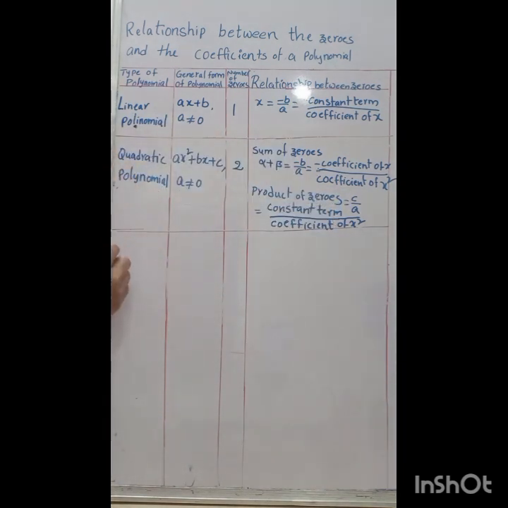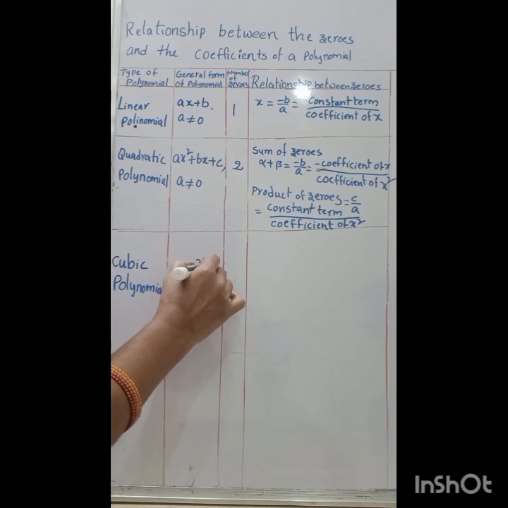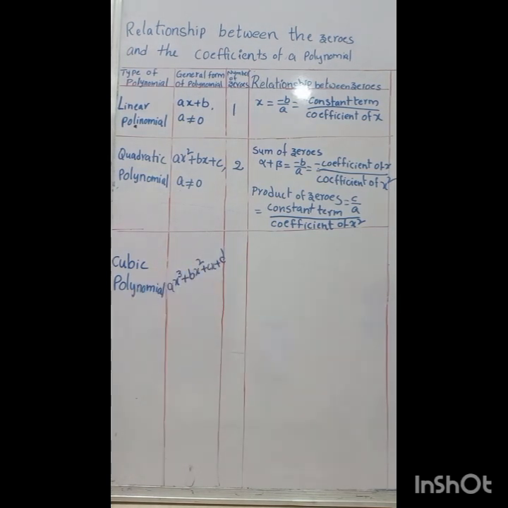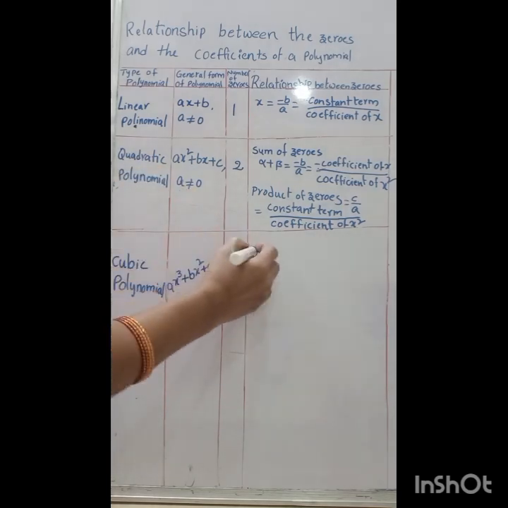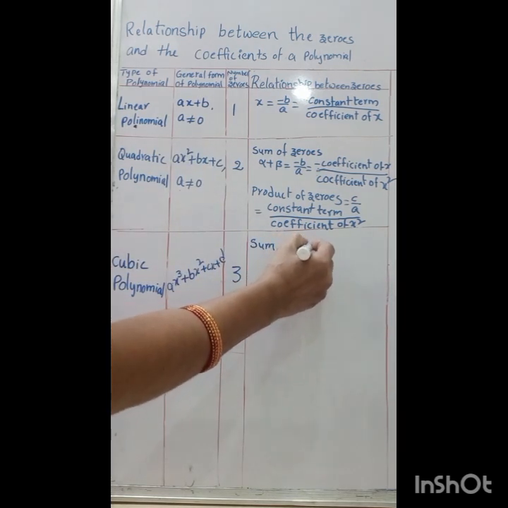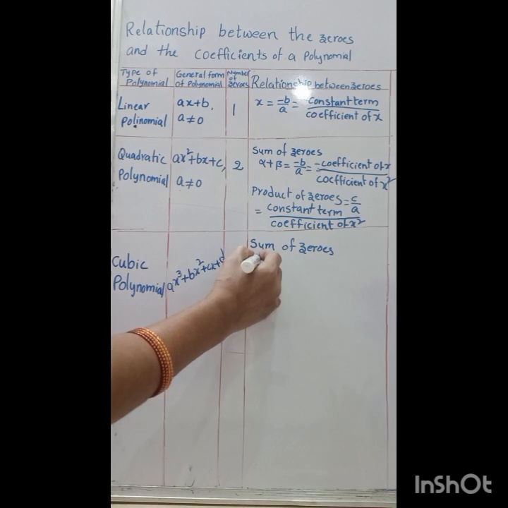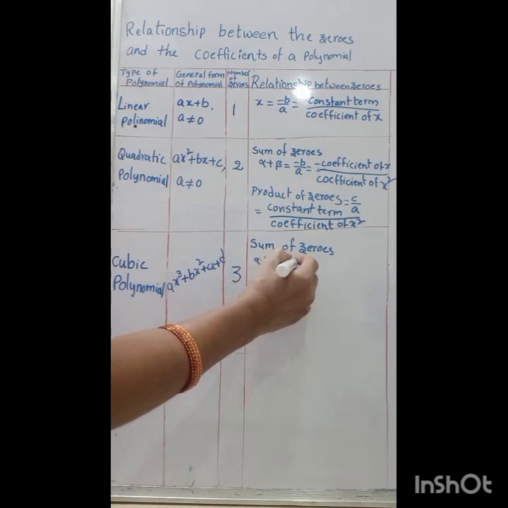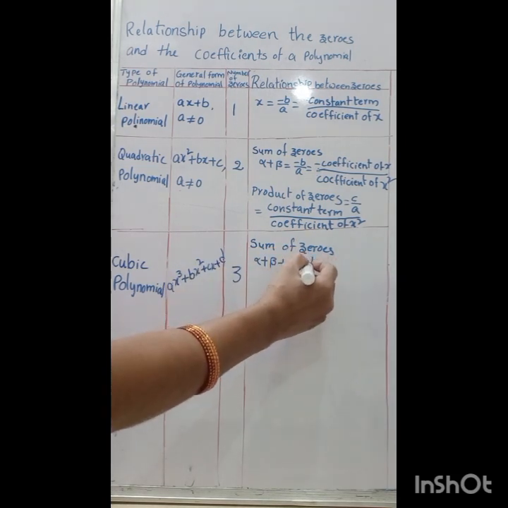The third type of polynomial is cubic polynomial. The general form of the cubic polynomial is ax cubed plus bx square plus cx plus d. The number of zeros for the cubic polynomial is 3. So what is the relation between the zeros and coefficients of the cubic polynomial? Now the sum of zeros, alpha plus beta plus gamma, is equal to minus b by a.